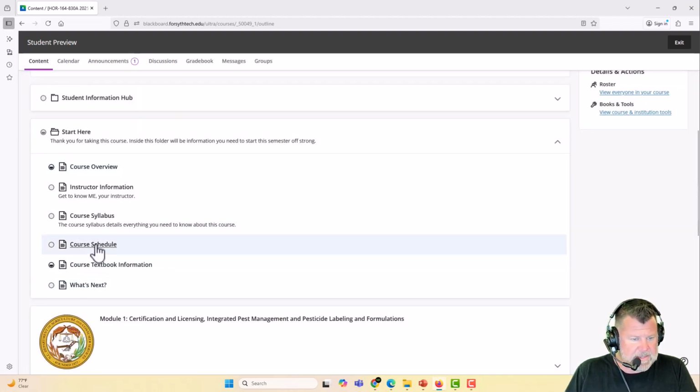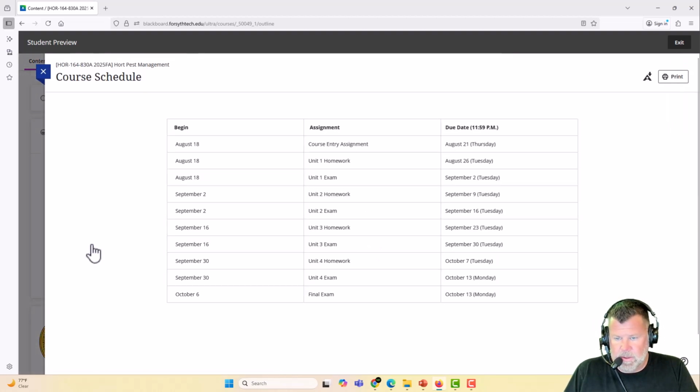Course information, what's next? This course schedule, I'm going to jump to that really quick because I think this is the most important thing, because I've already had a few people go ahead and attempt the homework. Guys, you need to read these chapters and you need to watch these lectures way before you try the homework or unit exams. It's just a lot of information.